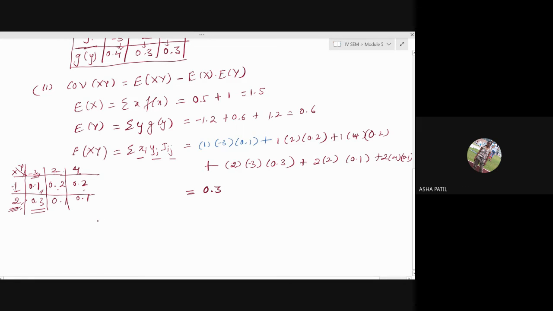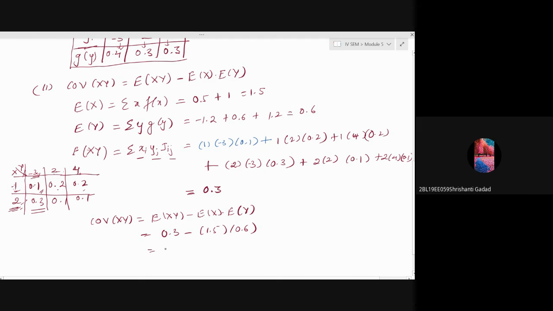Okay. Now go for covariance. Covariance of xy is expectation of xy minus expectation of x into expectation of y. What you have? 0.3 minus 1.5 into 0.6. How much do you get? Is it minus 0.6? Okay. Minus 0.6. That is our covariance. What else is there? Correlation. The correlation formula.